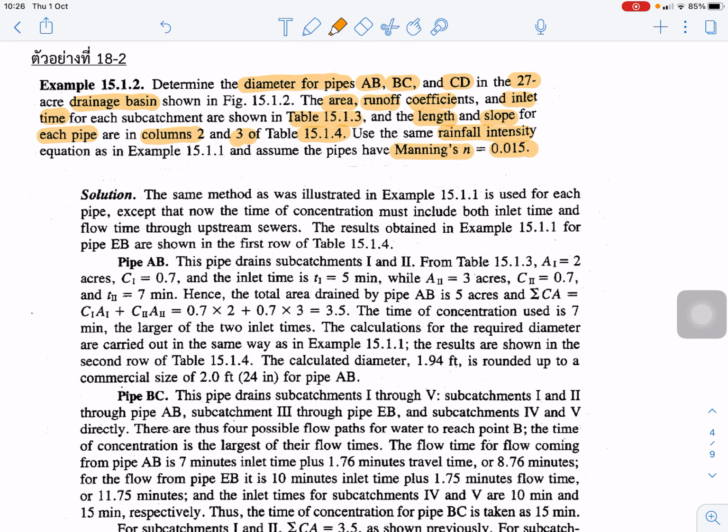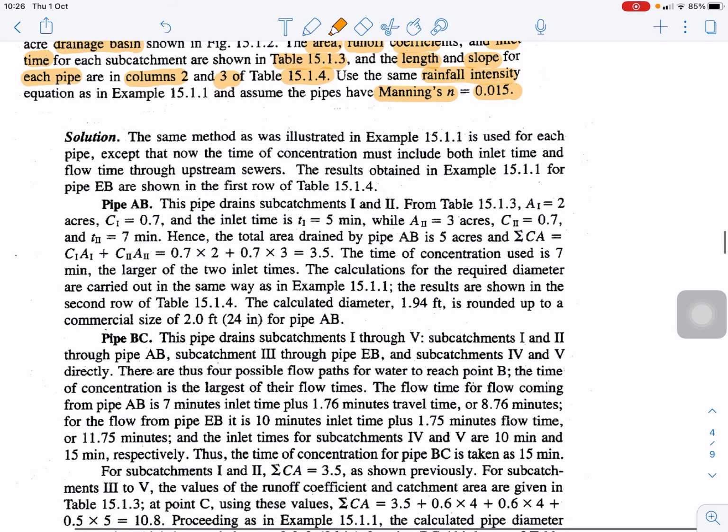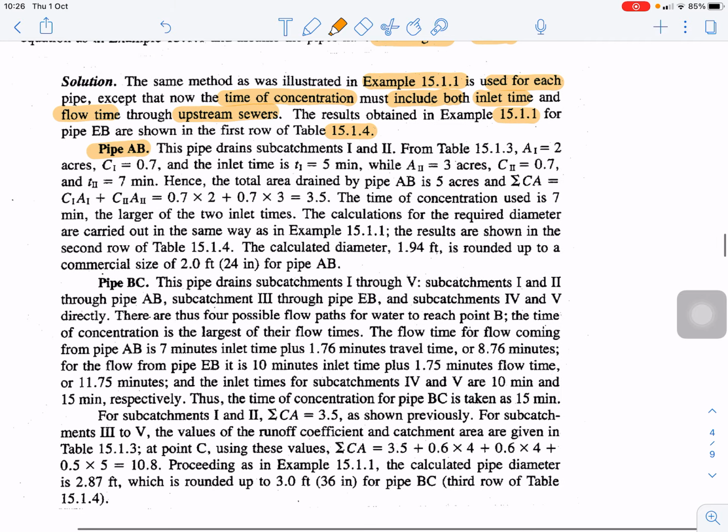The same method illustrated in the previous example is used for each pipe, except now the time of concentration must include both the inlet time and the flow time through the upstream sewer. The result obtained from the previous example is shown in this table. We move to the first pipe, AB.